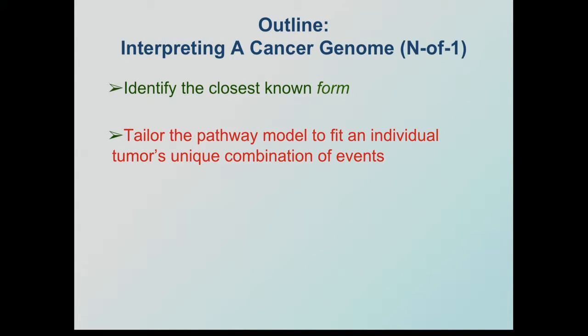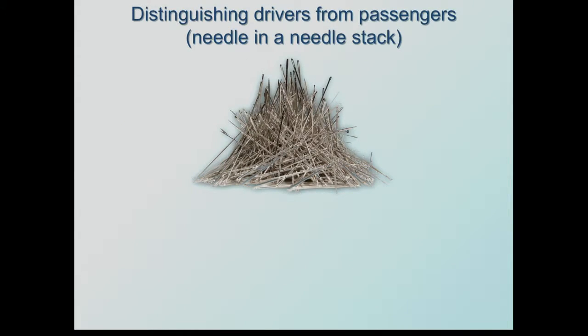Okay, so this shows us that we can take data sets, either mutations or expression data or methylation state, and identify what type of cancer we have. And so that's the first part of the story.